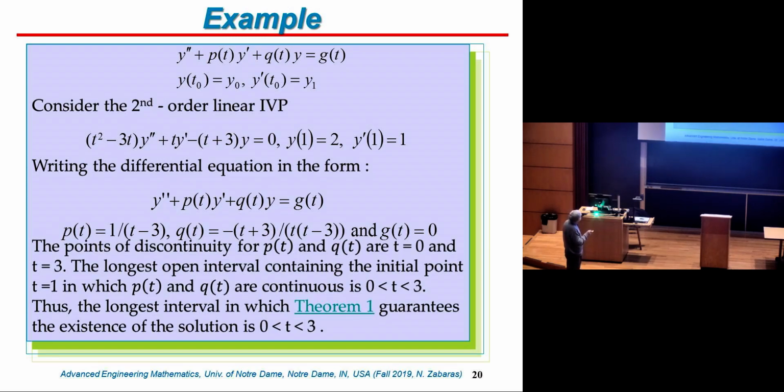And I remind you the theorem, the y double prime coefficient is equal to 1. So we're going to have to write this as such. So the coefficient p is going to be t divided by this, so it would be 1 over t minus 3. The coefficient q is going to be minus t plus 3 divided by that. And the right-hand side is equal to 0. So I want you to look at this, with the initial time equal to 1, and tell me, do we have a solution to this problem? And in which interval?